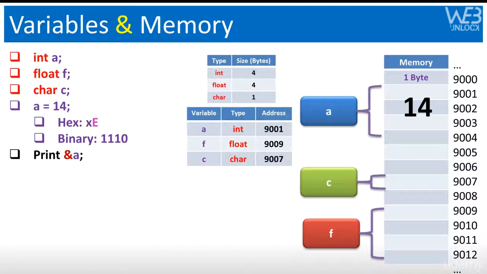If we actually print the address of A using the ampersand operator here, this is called the address of. If you say print the address of A, the result of this is going to be 9001. So you can use the printf function with the address of operator. This will come in handy when we talk about pointers. I just wanted to introduce you to the address of operator so that you are ready for the discussion on pointers.